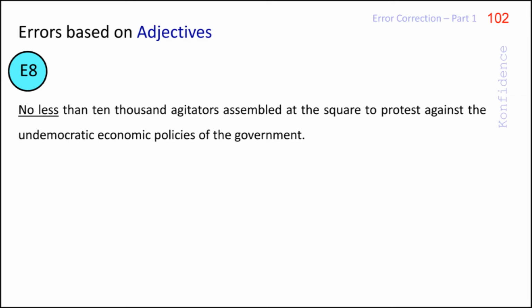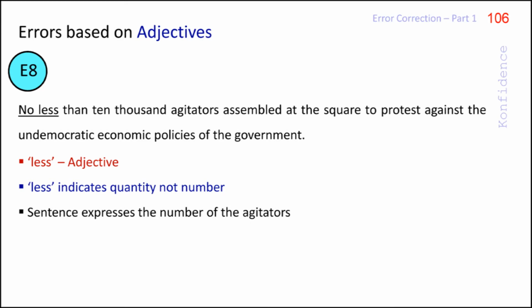In the sentence E8, the underlined word less, which is an adjective, is wrongly used. Why? Well, the adjective less indicates quantity, not number. Here the sentence expresses the number of the agitators. So, an adjective of number must be used here. And the right word is few.